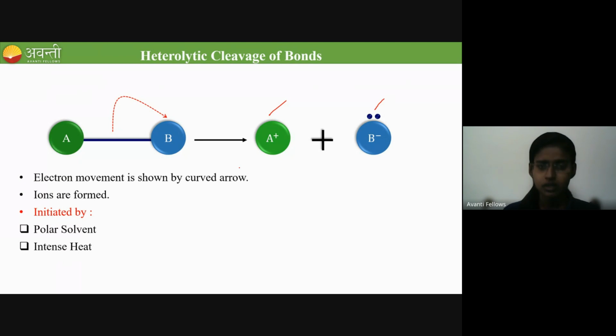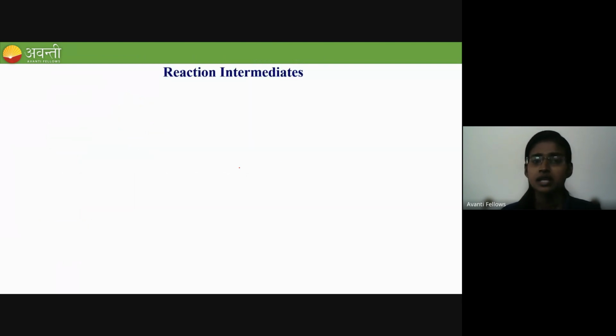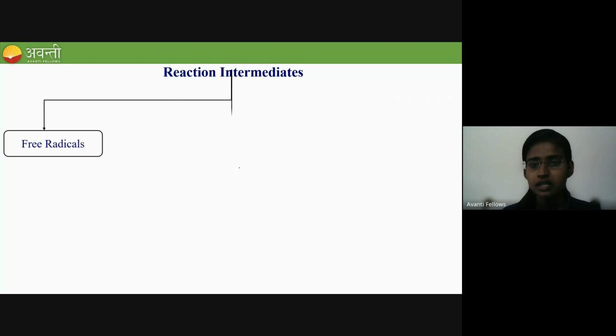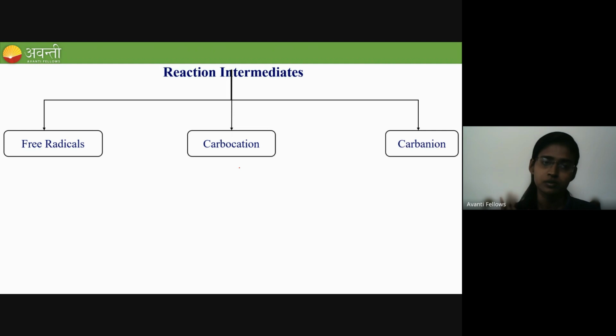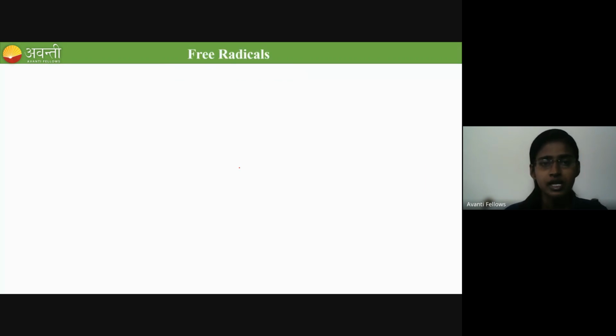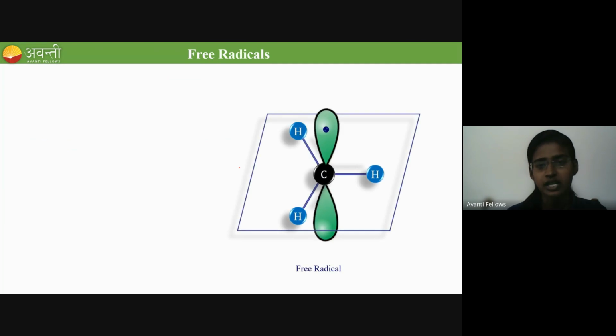Okay. So coming to reaction intermediates, there are three intermediates. One is free radical, the other is called carbocation, and the third is called carbanion. If a carbon is carrying a positive charge, it is carbocation. If a carbon is carrying a negative charge, it is called carbanion. Then coming to free radical, it is a single electron containing species. If a carbon has only one electron, it is called a free radical. Suppose I have CH3 dot like this, a CH3 with a single electron on the carbon, then it is called a free radical.